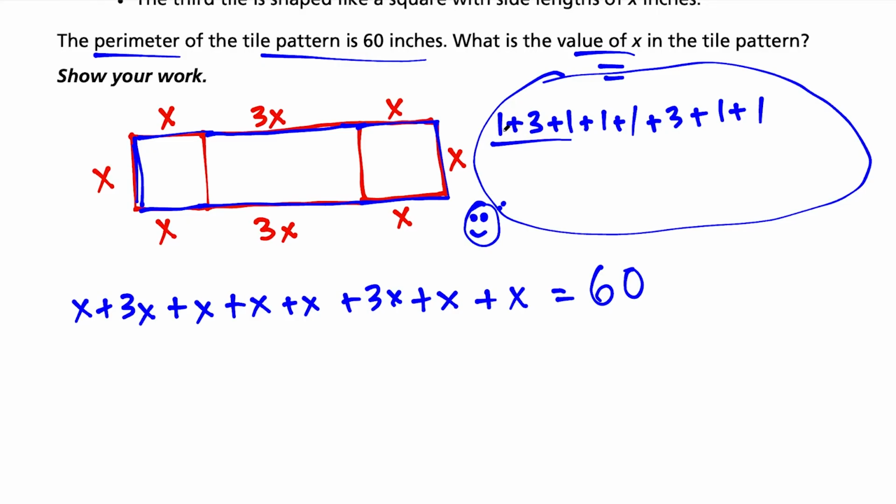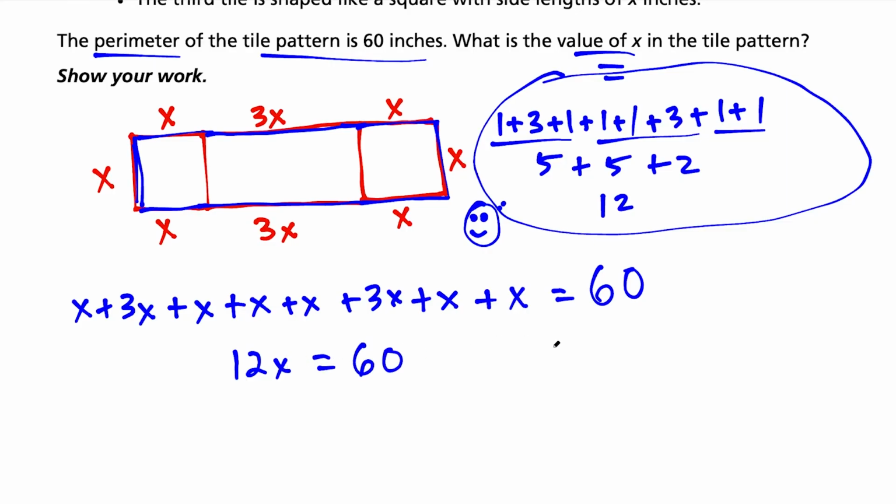So if we do this in chunks, we have 1 plus 3 plus 1 is 5. Plus, we have 1 plus 1 plus 3 is another 5. Plus, we have 1 plus 1 left is 2. And 5 plus 5 plus 2 is going to give us 12. So we're going to have 12 X's on the left side, and we could set that equal to 60.